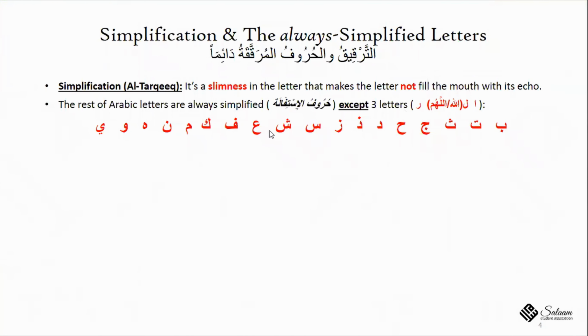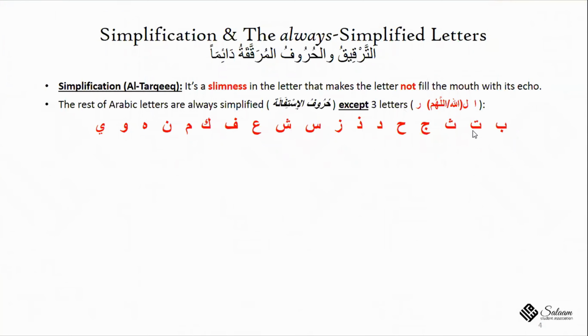So I will say the letters مرققة, simplified. So here ba can be said in 2 ways. The first one is magnified ba, and the second one is simplified ba. What we say is the simplified way of saying it.